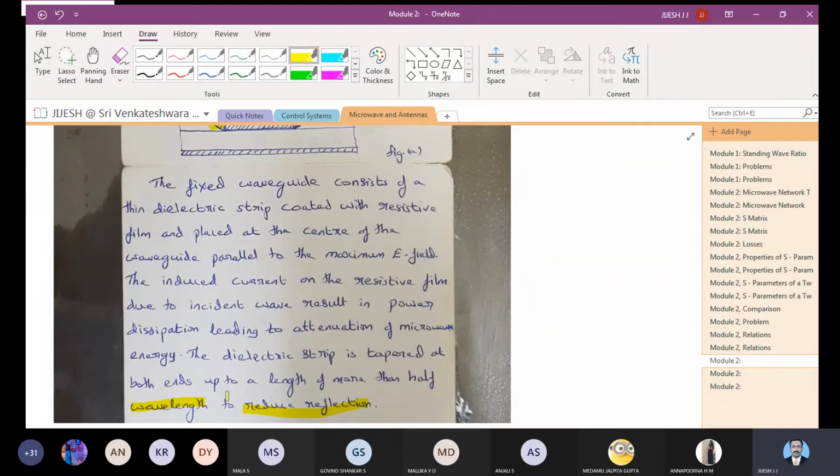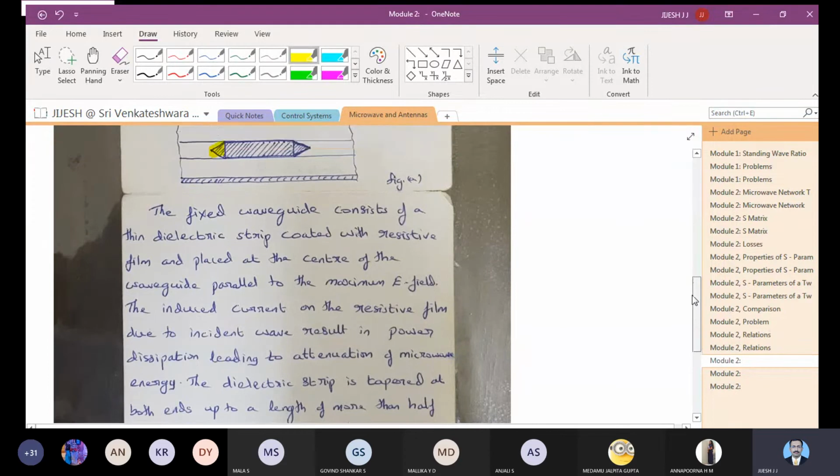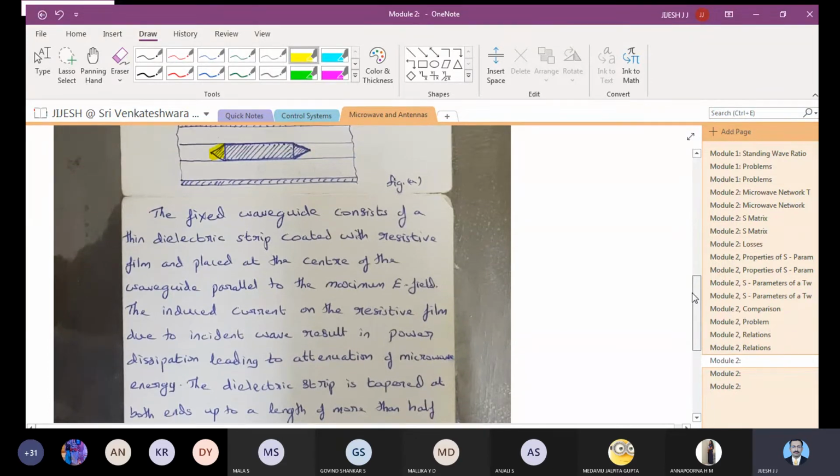You know that in transmission lines there will be reflection. So if you have that tapered edge at both sides, which should be more than half of the wavelength, that is lambda by 2, then you will not have any reflections either. So this is what you can understand about the fixed type of attenuator. You can just see these things and note down these points.